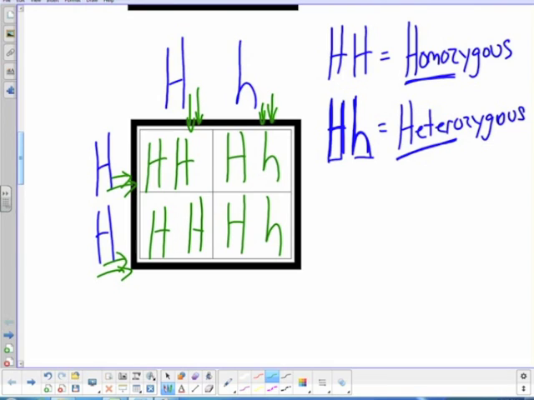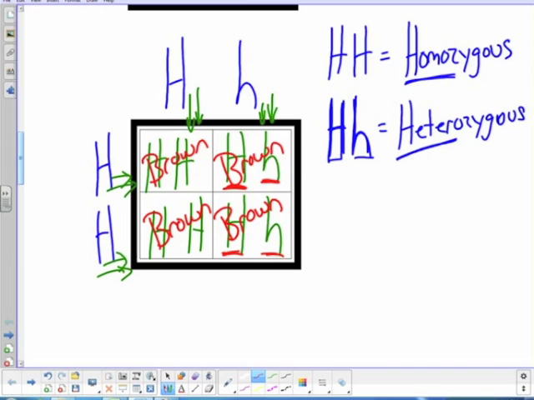So now if I look at this particular genetic outcome, remember that capital H is brown, lowercase h is blonde. This one right here is all the way brown. This one right here, I've got that dominant allele for brown. Even though I've got a recessive allele for blonde, this is still brown. This one right here is obviously all the way brown. And this right here, I've got this dominant allele for brown, recessive allele for blonde, but this is still brown.